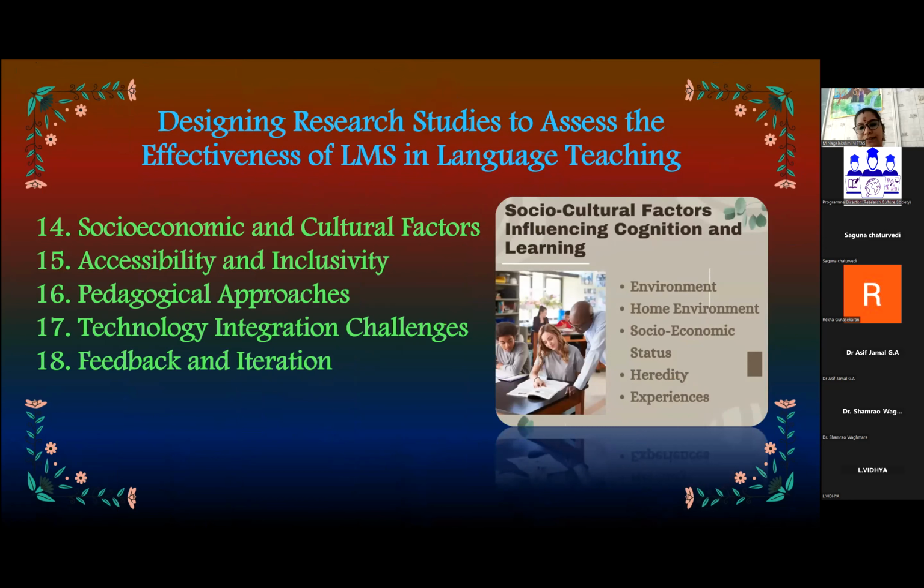Socio-economic and cultural factors. The influence of socio-economic and cultural factors on LMS effectiveness. Learners from different cultural backgrounds, how do they respond differently to online language learning? Do all the learners take the LMS platform in the same way, or do people from different cultural backgrounds respond differently, right?